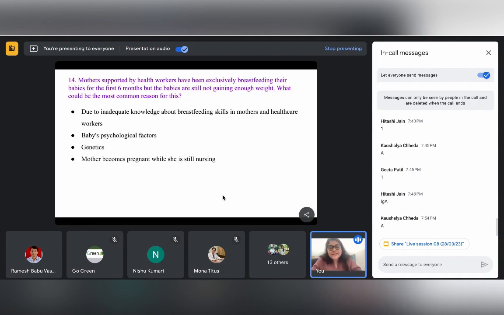Mothers supported by health workers have been exclusively breastfeeding their babies for the first 6 months, but the babies are still not gaining enough weight. What could be the most common reason for this? I think all of us know the answer. Option A. So all of us know the answer. This is one of the major reasons why many of us are taking this course.